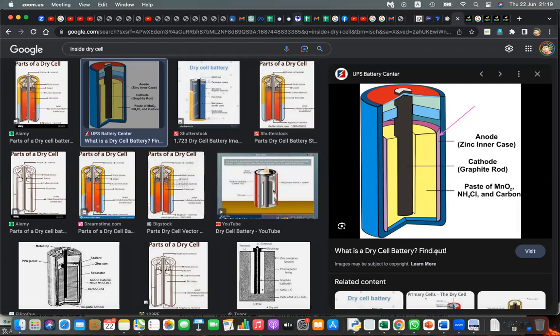This battery acid is somewhat dangerous. So you can take that battery acid and mix it with this zinc.